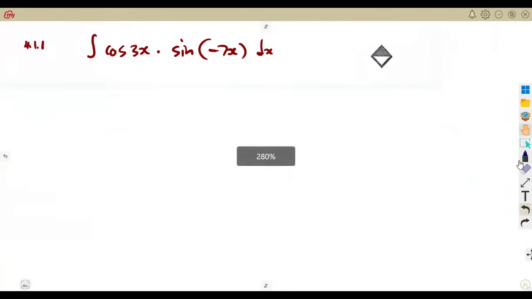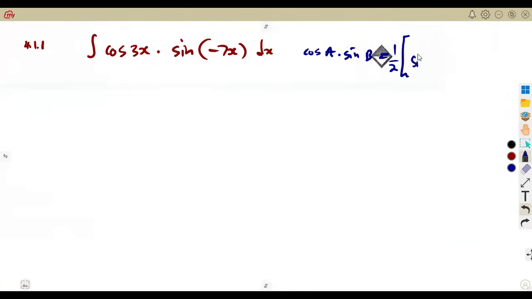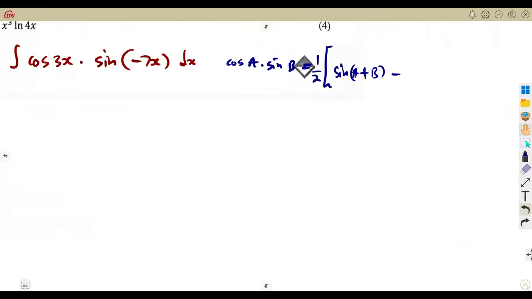Remember, this was given as the cosine of A times the sine of B, which is equal to half into the sine of A plus B. So I want you to properly understand this so that we do not have confusion here. Sine A plus B minus sine A minus B. So this is your identity, this one.